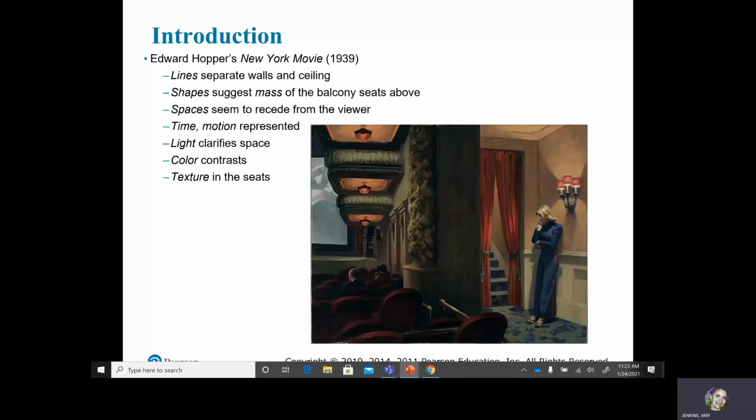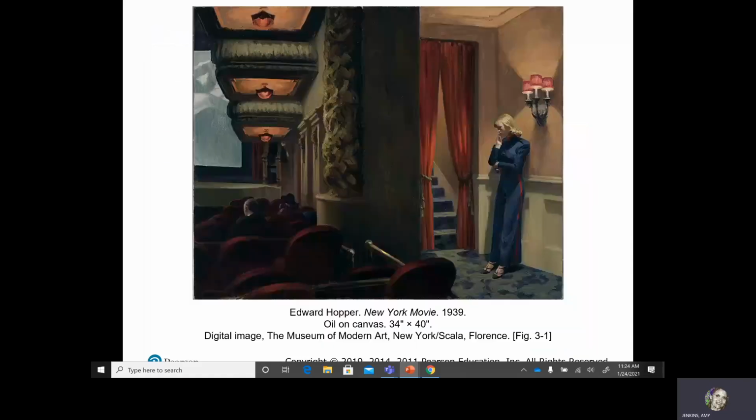The lady is there. It's a frozen moment of time, and you can see on the movie screen there's a blurry type movie showing there. There's color contrasts. We have a complementary contrast of red and greens. And there's texture in the seats and texture in the column. Here's a bigger view.